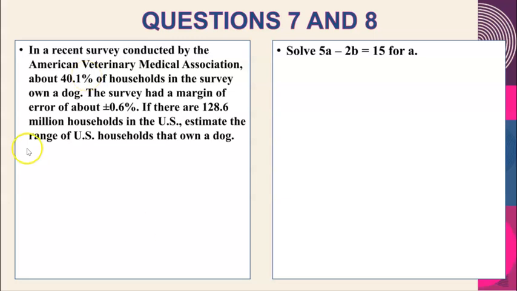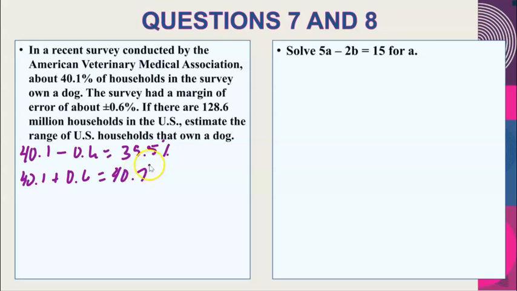So for the lowest point, we're going to do 40.1% minus 0.6%. And that's going to give us 39.5%. So 39.5%, that's on the low end. And on the high end, I'm going to do 40.1% plus 0.6%, and that's going to give us 40.7%.